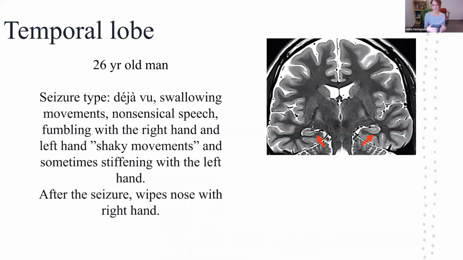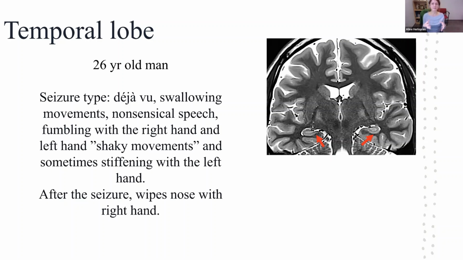We have a 26-year-old patient who had a seizure of the type déjà vu, swallowing movement, which are the oral automatisms, and nonsensical speech, which means that it's not ictal aphasia. He was able to speak words that are clear, but they were out of context, and that pointed to the non-dominant hemisphere. Fumbling with the right hand also puts it on the ipsilateral side.